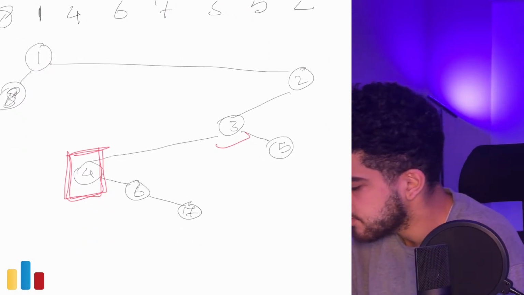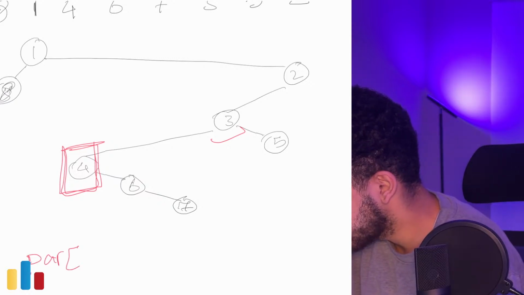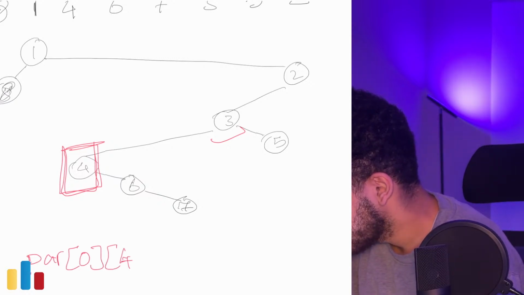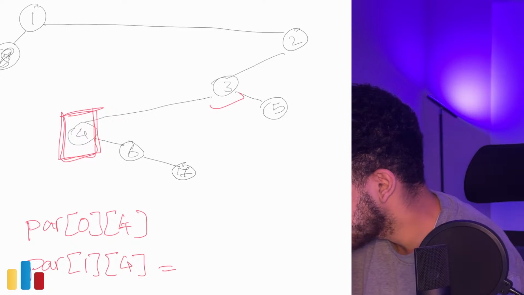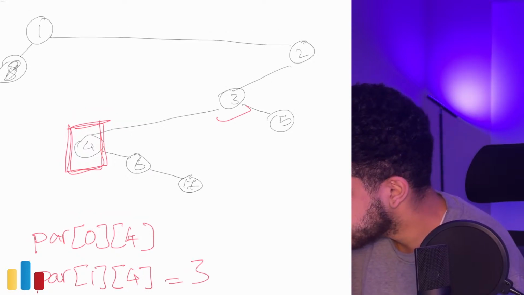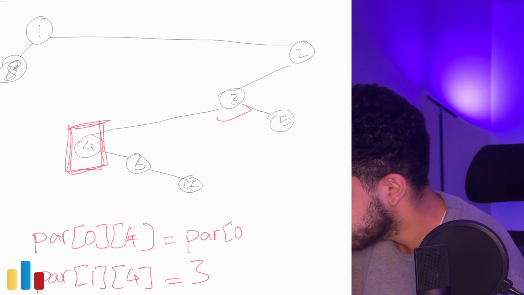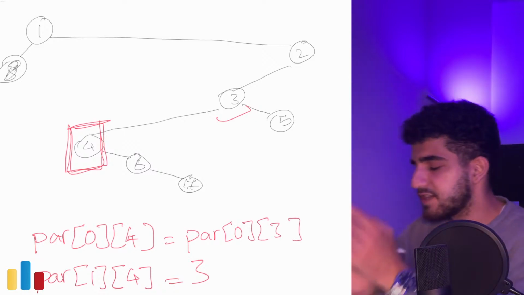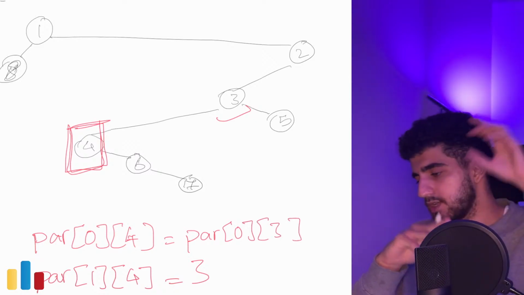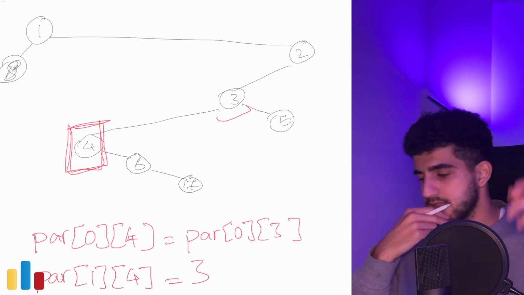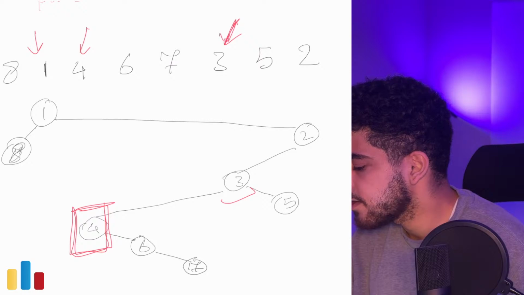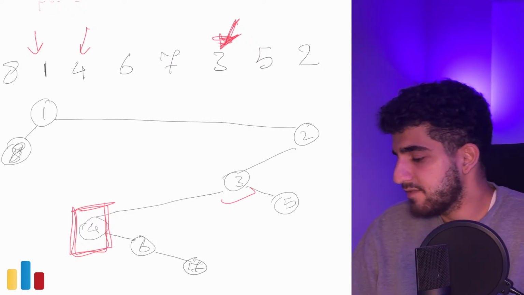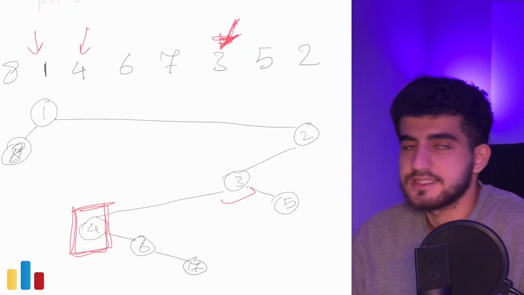And this can easily be calculated because we have pair of 0 and 4 and pair of 1 and 4. Always one of the parents is your original parent. For example, pair of 1 and 4 here is going to be 3, and pair of 0 and 4 is going to be equal to pair of 0 and 3, because whatever is the first ancestor of 3 to the left side is also the first ancestor of 4 on the left side. So anyway, we have these 2 parents. We know the first vertex to the right of 4 that is less than 4, and the first vertex to the left of 4 that is less than 4.